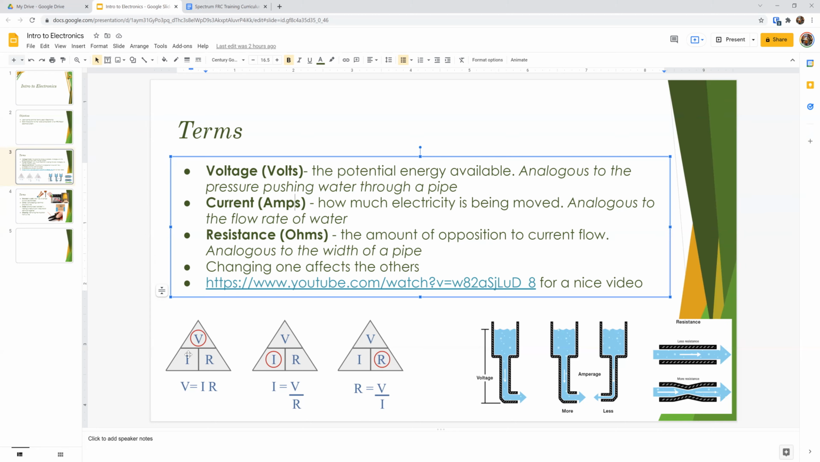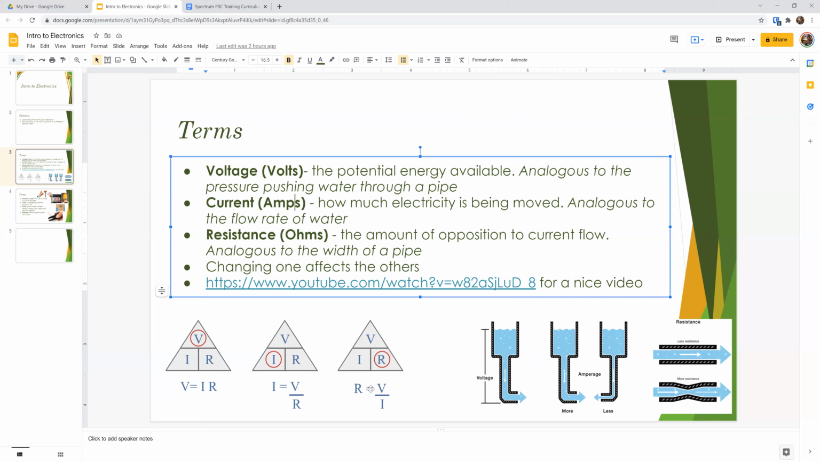And so you'll hear about Ohm's law, or this VIR triangle. If you remember this triangle with V over I and R, you'll know that if you're trying to calculate voltage, it's current times resistance. If you're trying to find your current, which is I, it's voltage divided by resistance. And if you're trying to find your resistance, it's voltage divided by current. So changing one of them affects the other.